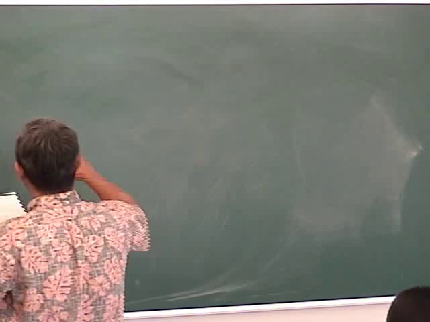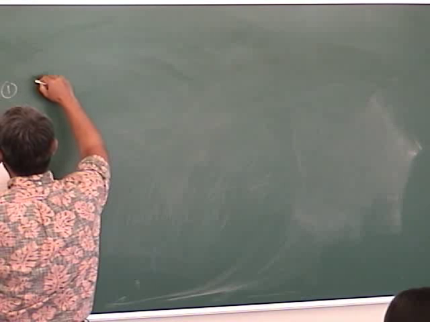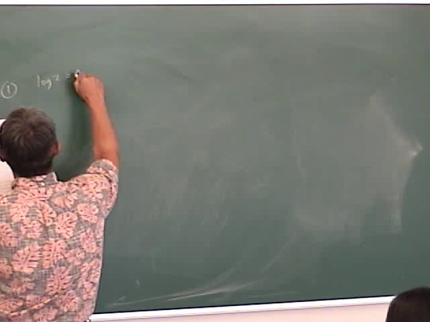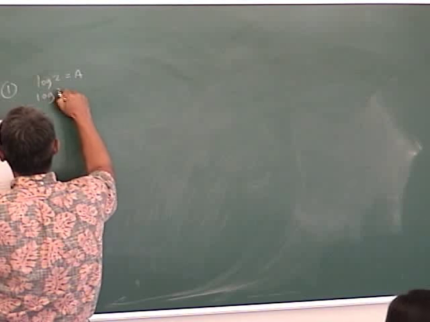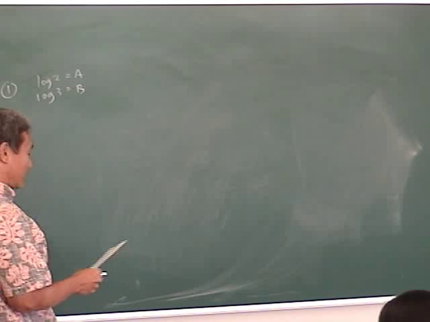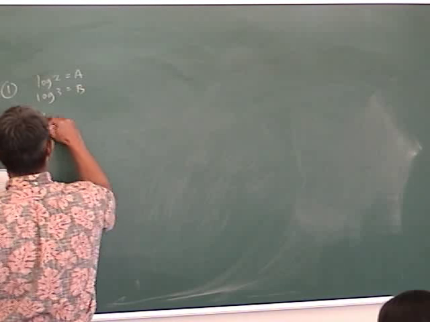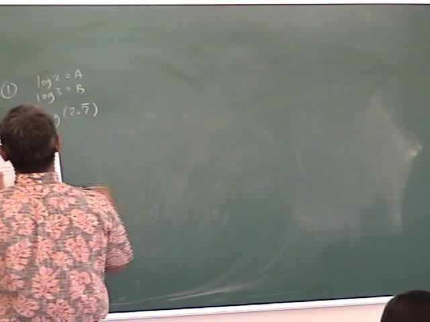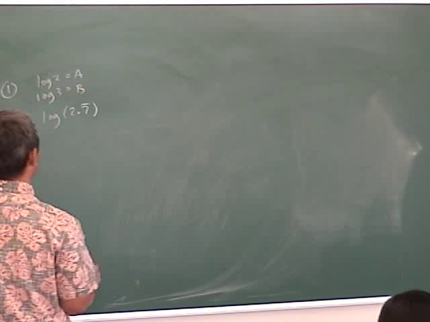Let us start with number 1. Okay, so log of 2 is equal to A. Log of 3 equals B. Now, on the test, I think you're going to have 2 or 3 of this kind of problem. Write log of 2.7 repeating in terms of A and B.